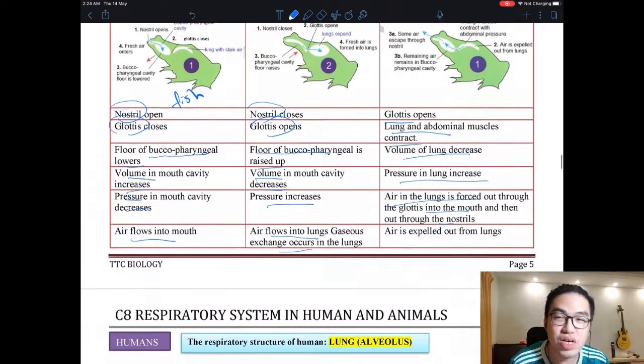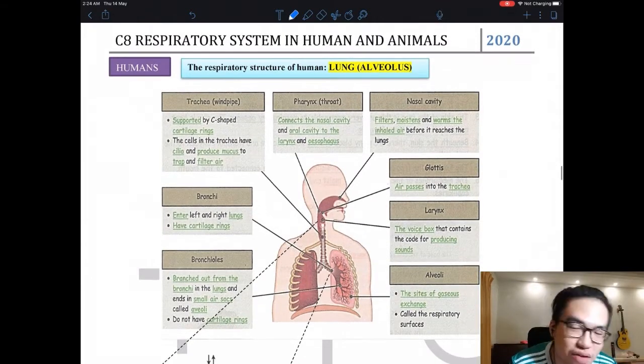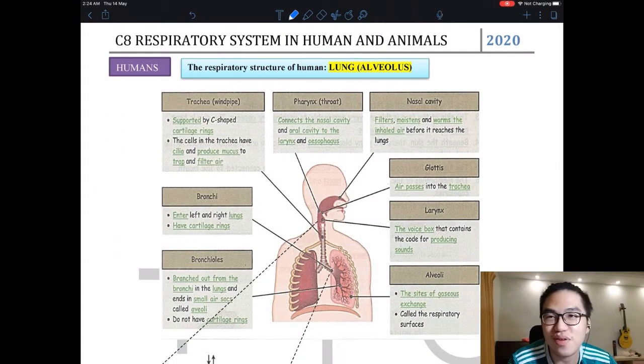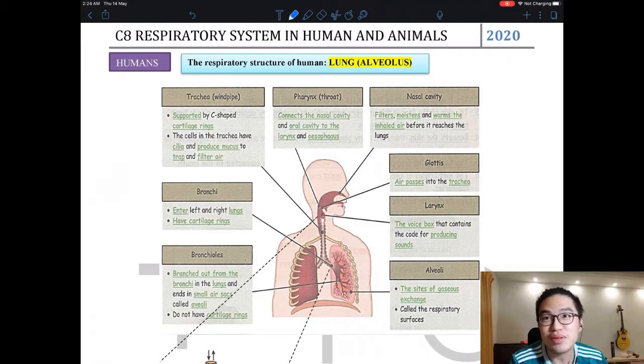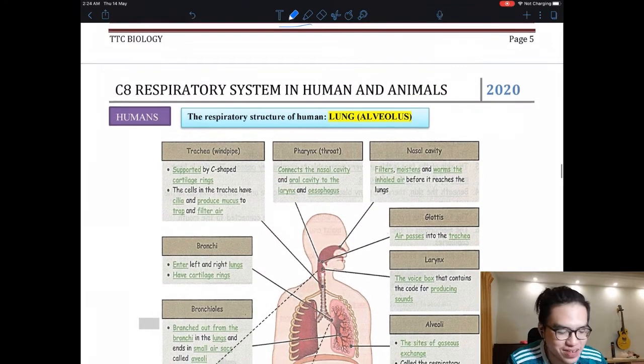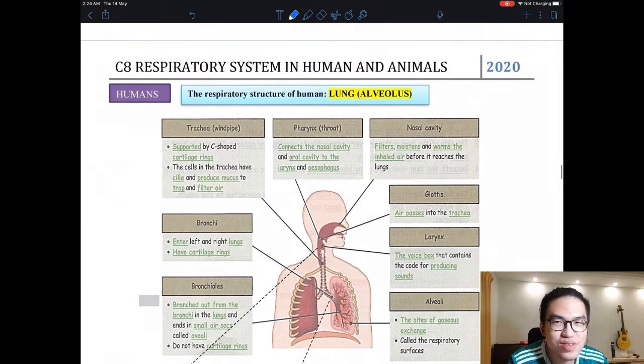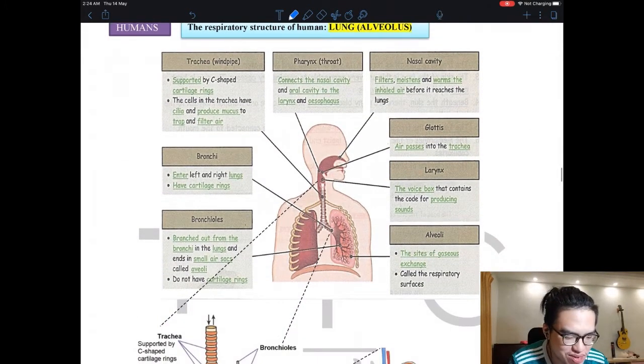So let's look at humans. We have already learned this in Form 3. I think you studied your ass off because of this. I hope you did. If not, you'll be in trouble in bio. Come on. So, lung alveolus. I don't think I need to go through a lot of this, but yeah, I will.